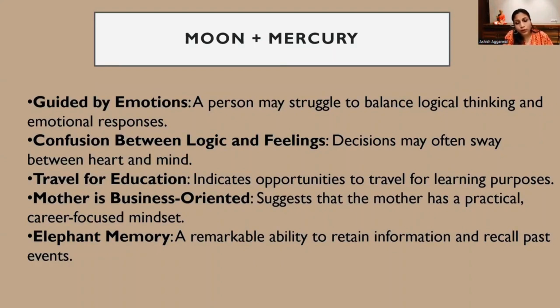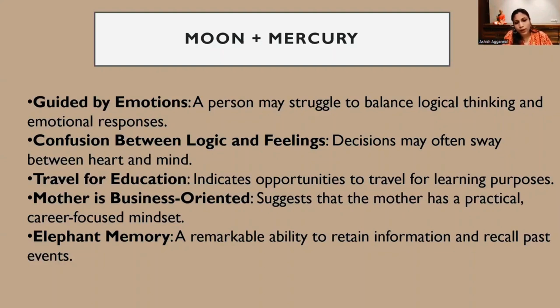Mother may be business oriented, practical, and career focused. Discussing elephant memory, the mind retains memories, and Mercury represents our intellect. They recall past events and struggle to forget quickly, especially with the water element. As water retains memory, the water, moon, and Mercury association means they have elephant memory. Also, the moon is our ascendant lord, and Mercury is our 12th and 3rd lord.